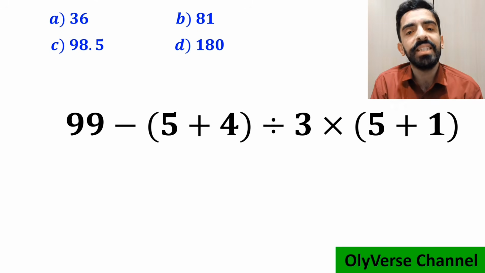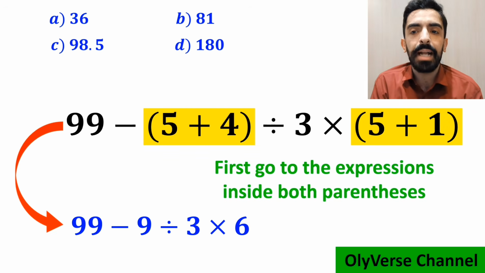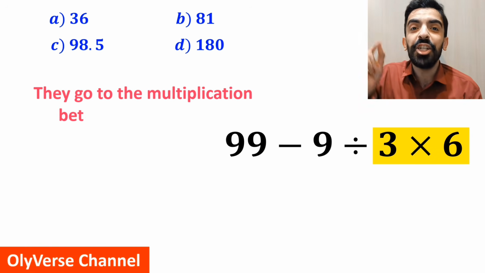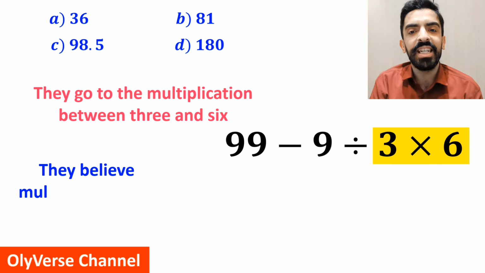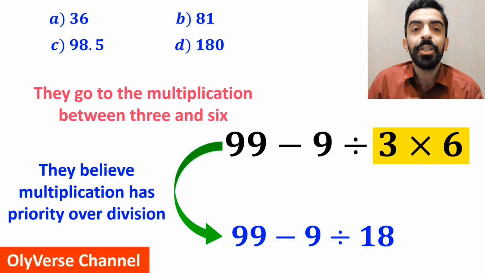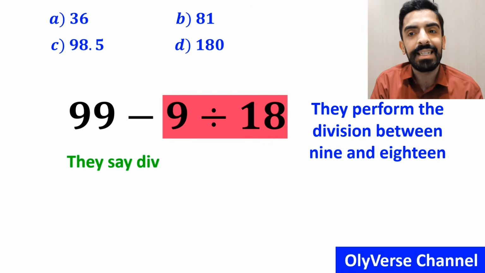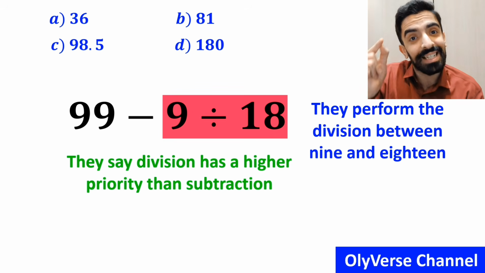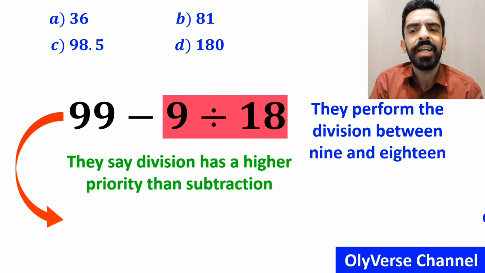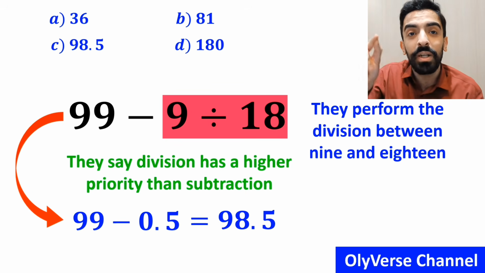Also, some other people when solving this question first go to the expression inside both parentheses and simplify to 99 minus 9 divided by 3 times 6. And the next step, they go to the multiplication between 3 and 6 because they believe multiplication has priority over division. So, they simplify this expression to 99 minus 9 divided by 18. And the final step, they perform the division between 9 and 18 because they say division has a higher priority than subtraction. So, they rewrite this expression as 99 minus 0.5, which ultimately gives them the answer 98.5.